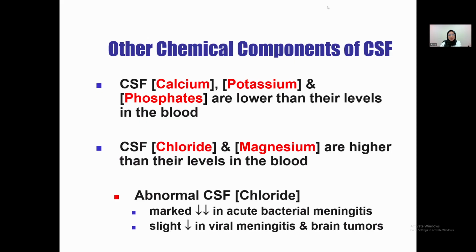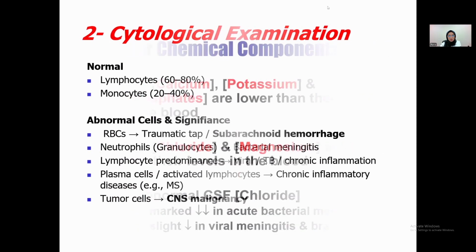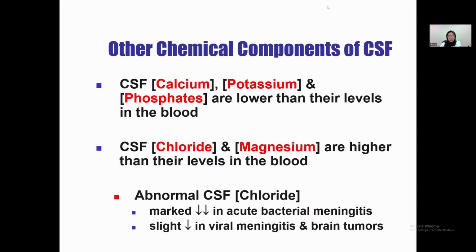Other chemical components like calcium, phosphate, and potassium will have lower concentrations in the CSF than their levels in the blood. Chloride and magnesium will be higher in the CSF than in the blood. Usually we study just the chloride. Chloride is the most important one. Usually we measure the chloride concentration in the CSF.